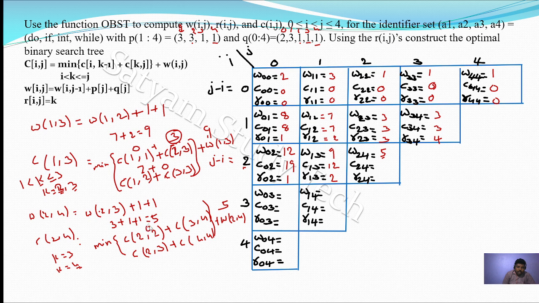So 2 value is 0 plus C of 34. C of 34 value, you can see C of 34 value is 3. So 0 plus 3, it is 3. So here it is C of 23. C of 23 value is 3. So here it is 3. So C of 44, here it is 0. So here both are equal. Here it is 3, here also 3. So which is the minimum? Both are equal, you can consider any one. Here it is 3. 3 plus 5, that is 8. So C of 24 is 8.